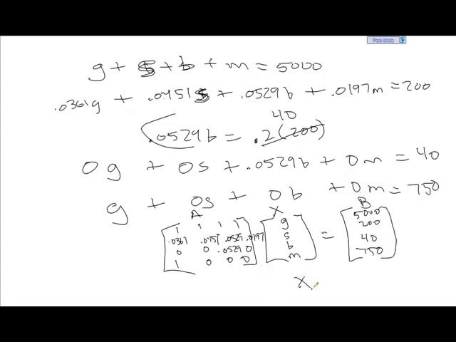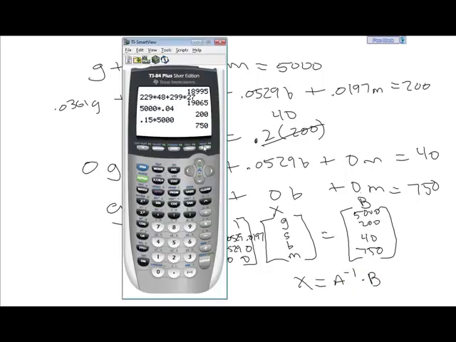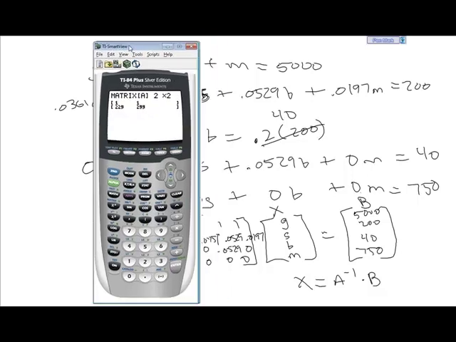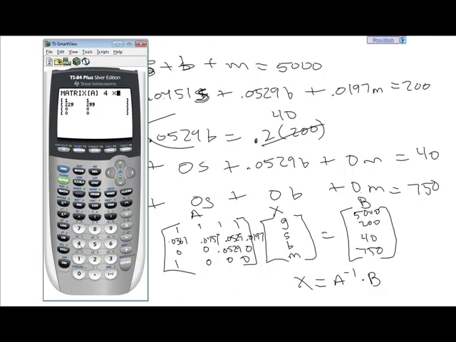So what we want to do is we want to find X, which is the result of taking A inverse times B. So I'm going to enter into my matrix this big 4x4. Now keep in mind this would be really challenging to solve by hand. So we're going to do this all in matrix form. So we have 1, 1, 1, 1. We have 0.0361, 0.0451, 0.0529, 0.0197, 0, 0, 0.0529, 0, 1, 0, 0, 0.